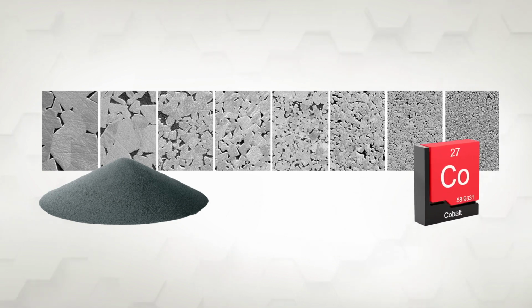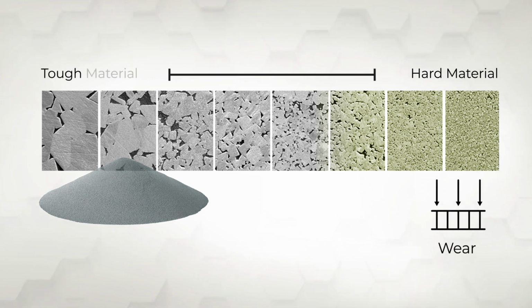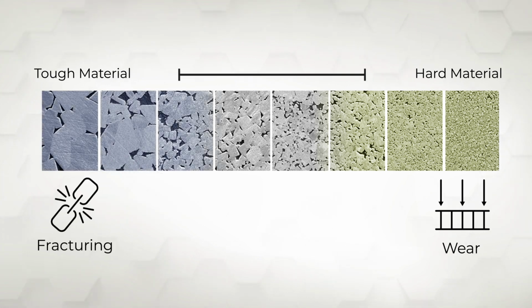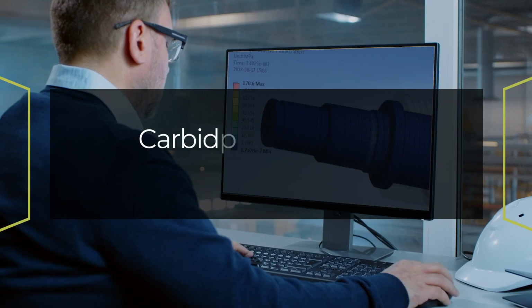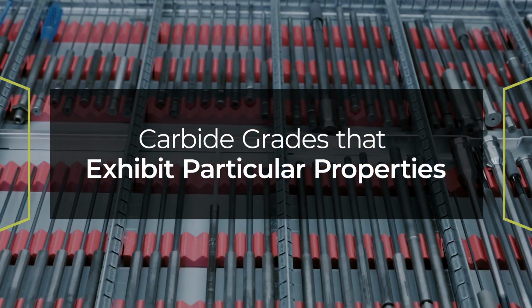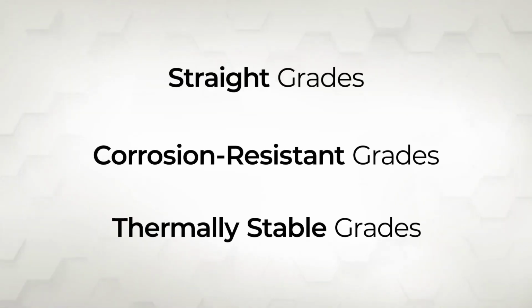By varying the size of tungsten carbide grains and the amount of cobalt, the material can go from extremely hard and resistant to wear, with small tungsten carbide particles and a small amount of cobalt, to an exceptionally tough material that is resistant to fracturing, with larger tungsten carbide particles and more cobalt. Leveraging Hyperion's expertise in hard materials, the properties of cemented carbide can be designed to meet the demand of an extensive range of applications. Let's investigate just a few different groups of carbide grades that exhibit particular properties, including straight grades, corrosion-resistant grades, and thermally stable grades.